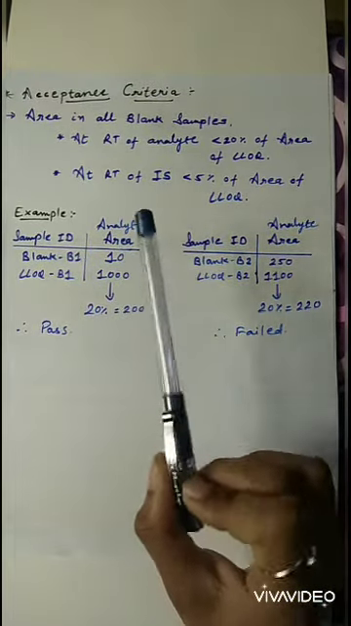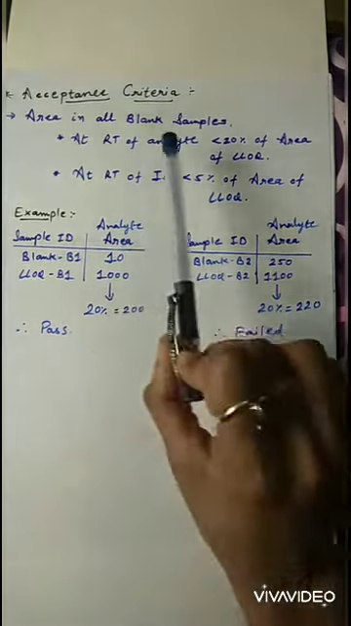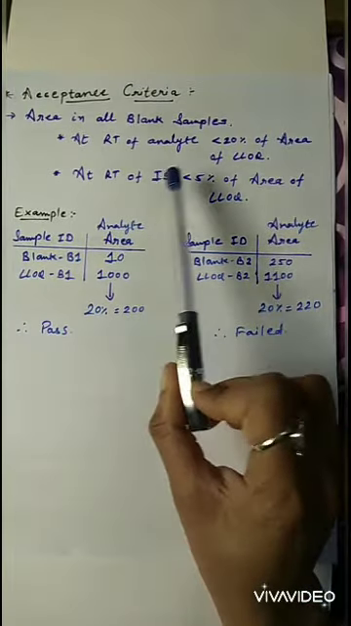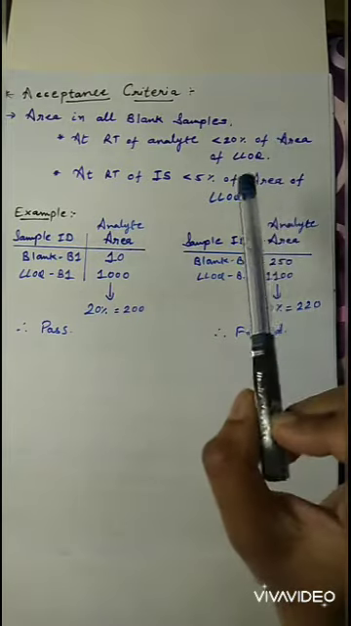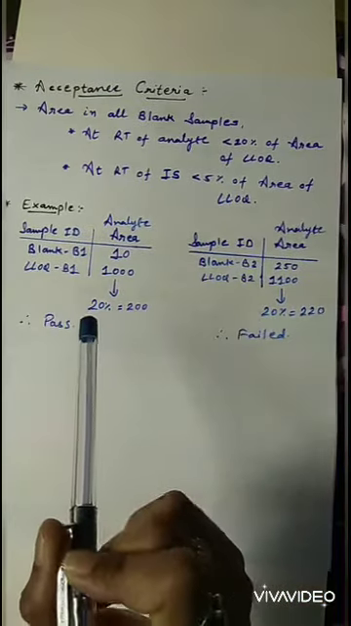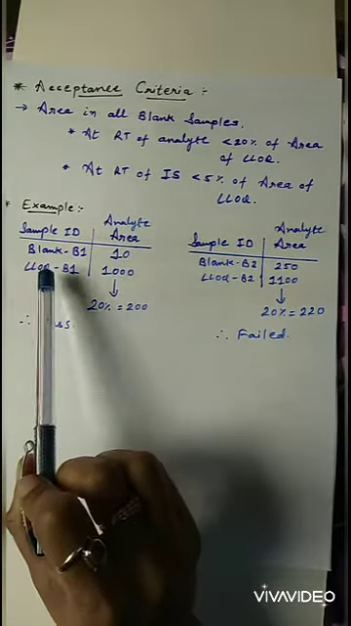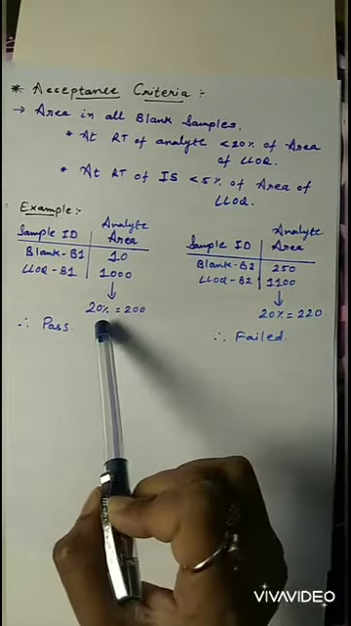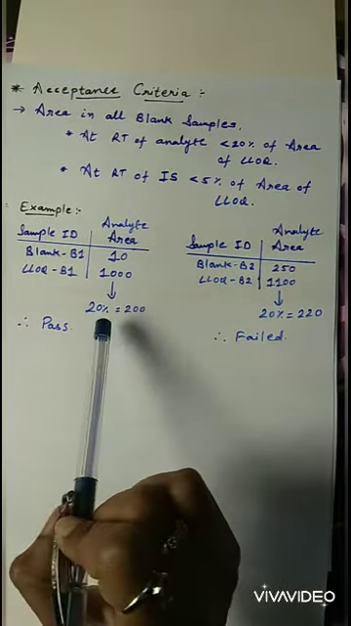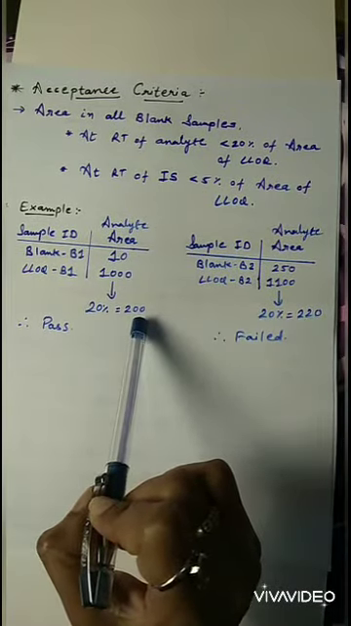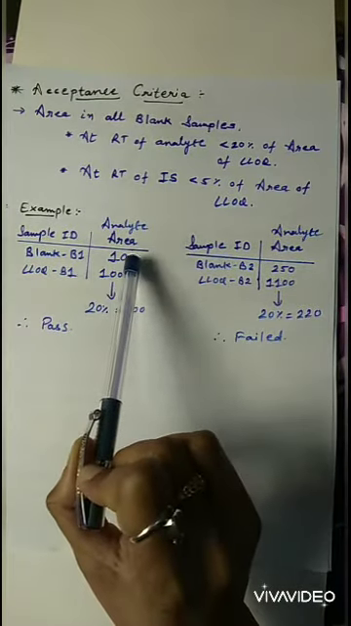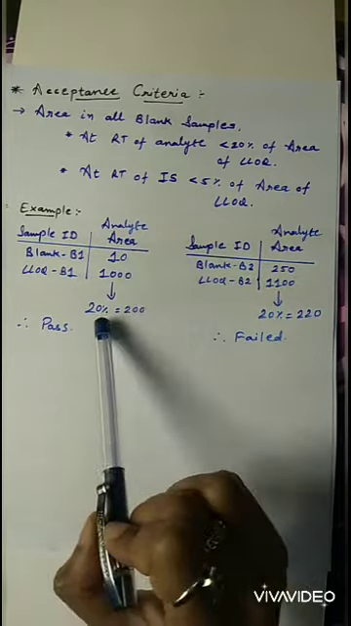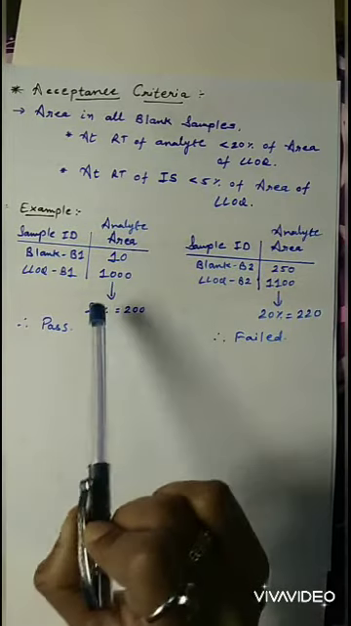Now, as per the acceptance criteria, the area in blank samples at the retention time of the analyte should be less than 20% of the area of LLOQ. Now, we have an LLOQ area of 1000, and if we calculate 20% of 1000, we get 200 area. Here, the blank sample area is 10. That means it is less than 20%. So, this lot passes.